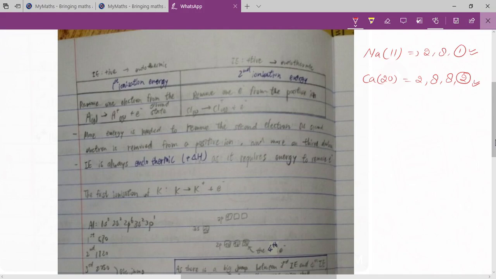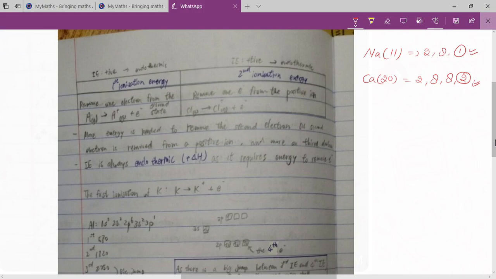Also, ionization energy, because you are releasing an electron, is always endothermic, because it requires energy to remove an electron. If a system requires energy to remove an electron, then that process, that chemical reaction, will be endothermic. Exothermic means they release energy, and endothermic means they absorb energy.